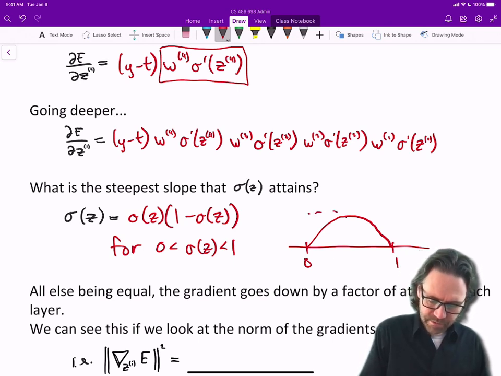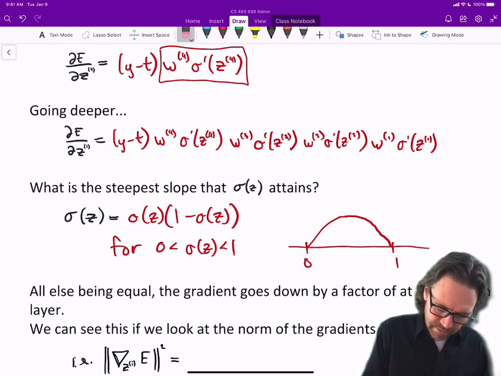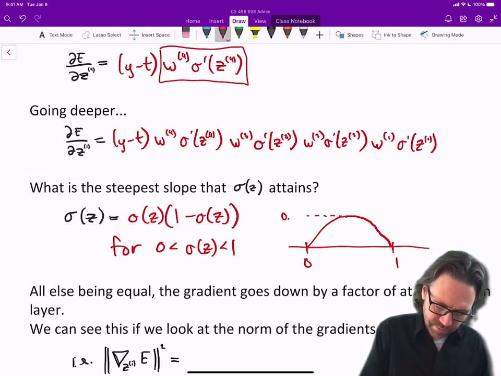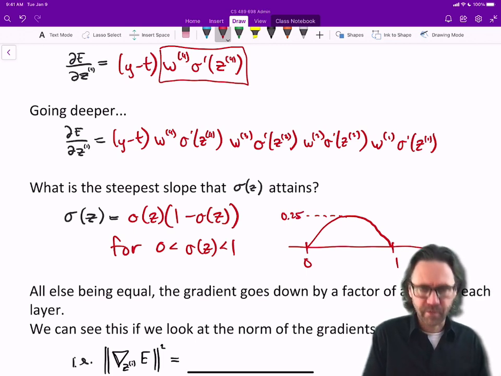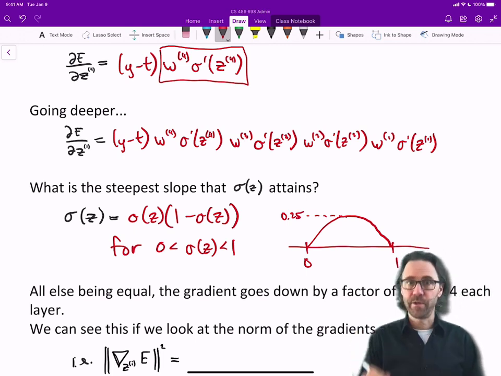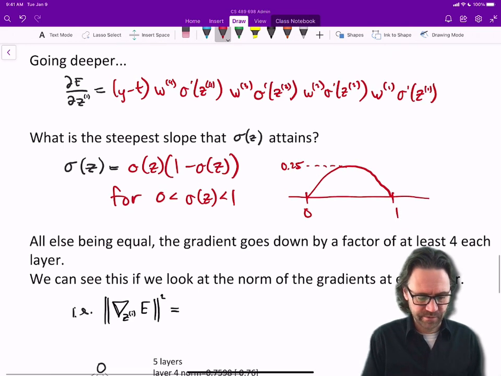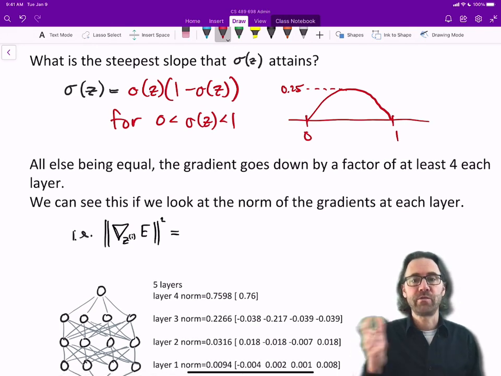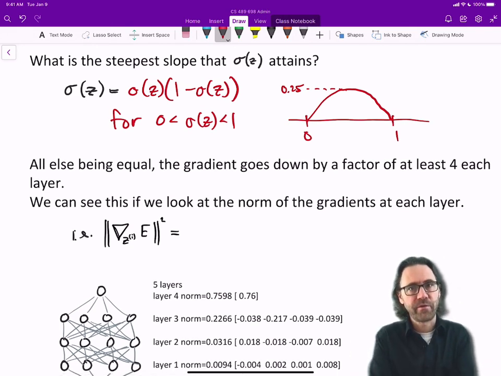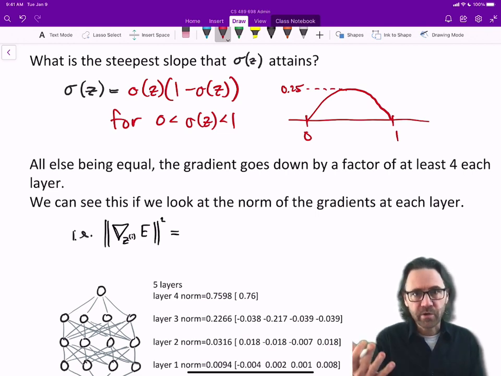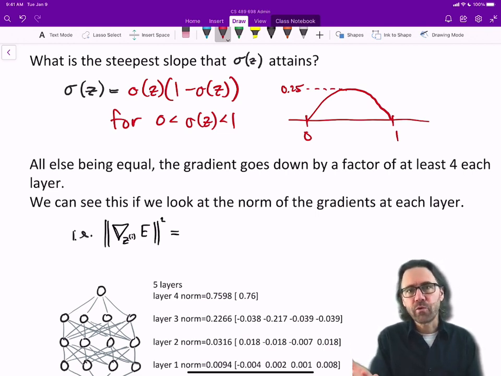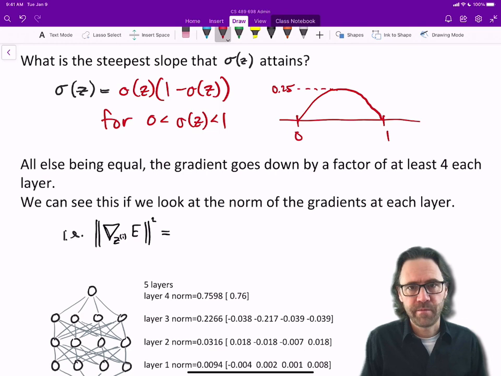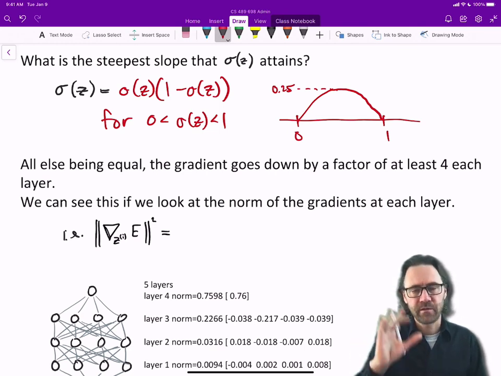And this maximum is at 0.25. Okay, 1/4 is the maximum slope that the logistic function takes on. So, all else being equal, the gradient goes down by a factor of at least 4 for each layer, because the largest sigma prime can be is 1/4. So obviously the weights are going to have to be bigger to compensate. I'll get into that a bit later.